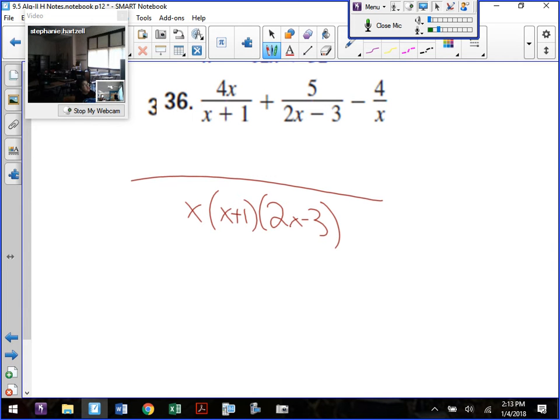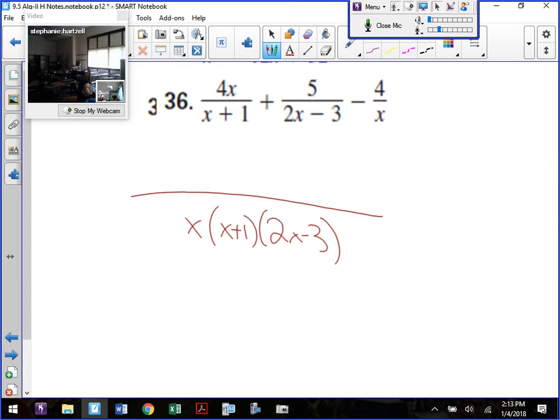And now I'm just going to get this really ugly looking fraction on the top. The fraction on the left has the x plus 1. It's missing an x and the 2x minus 3. The fraction in the middle has the 2x minus 3. It's missing the x and the x plus 1. And then lastly, the fraction on the right has the x, but it's missing the x plus 1 and 2x minus 3.